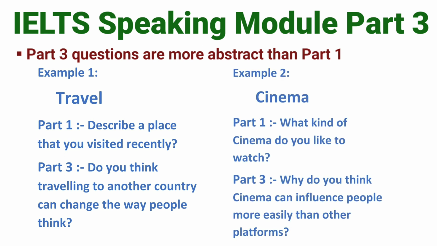Another example is about cinema. In part 1, it will be asked like this: What kind of cinema do you like to watch? In part 3, it will be like, why do you think cinema can influence people more easily than other platforms? Here, the topics are the same, but you need to give more abstract answers for part 3 compared to part 1.